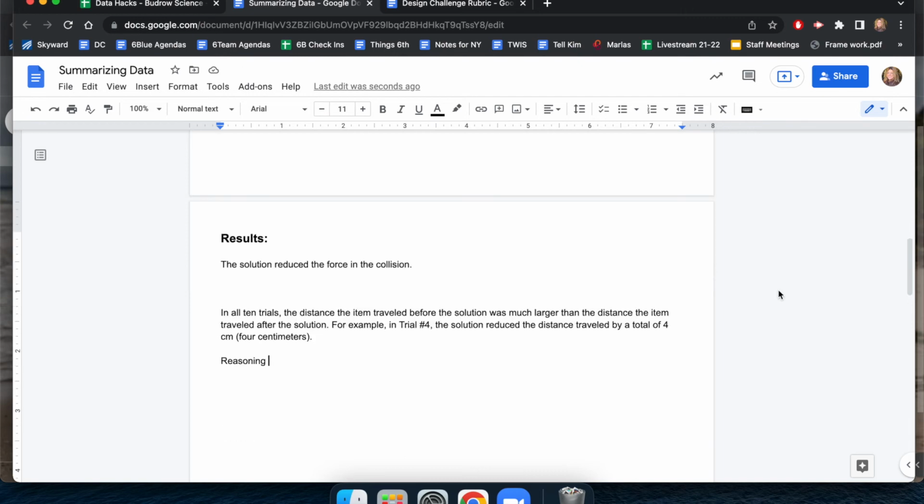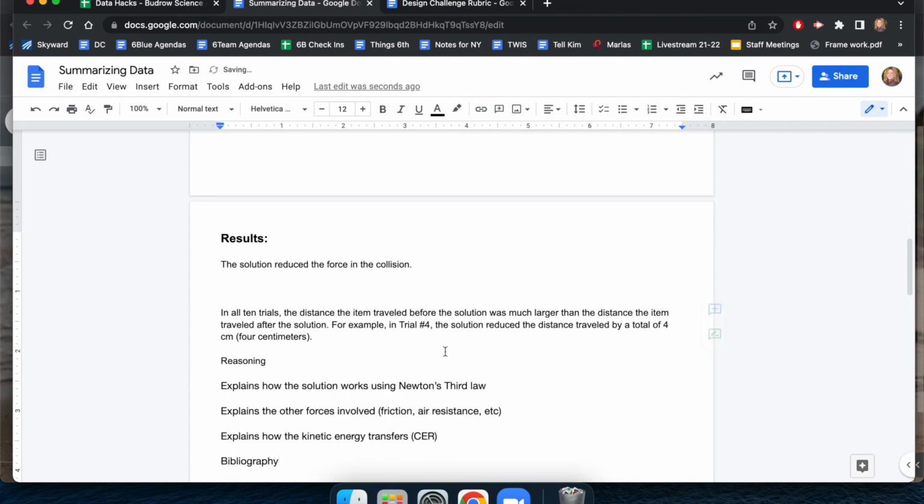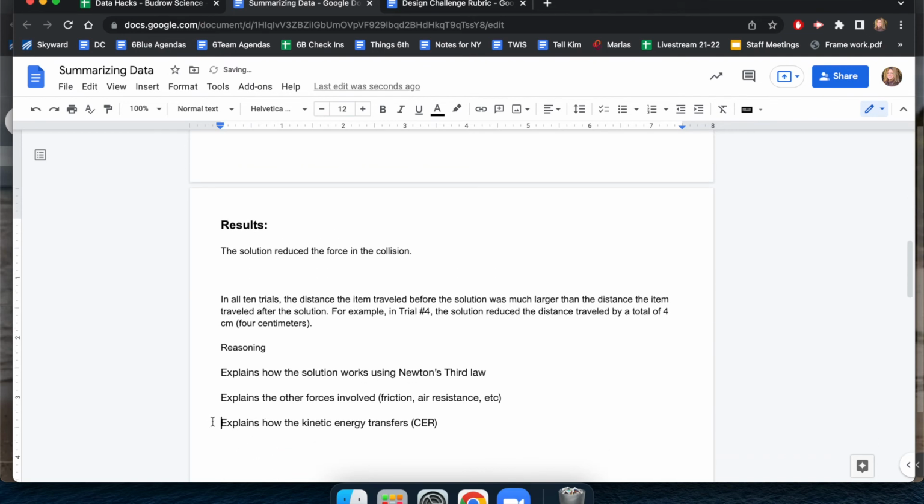Okay, we also want to make sure we go look at our rubric. So I've actually copied and pasted the things from the rubric that are about the communication piece, right? So we know we have to have a bibliography. Fine, that can go down here. We know we have to talk about kinetic energy and how it transfers. Fine. We know we have to explain Newton's third law. Here would be a great place in your reasoning to start talking about Newton's third law. It says, look at how smart my computer is. We're just going to leave it there, right?